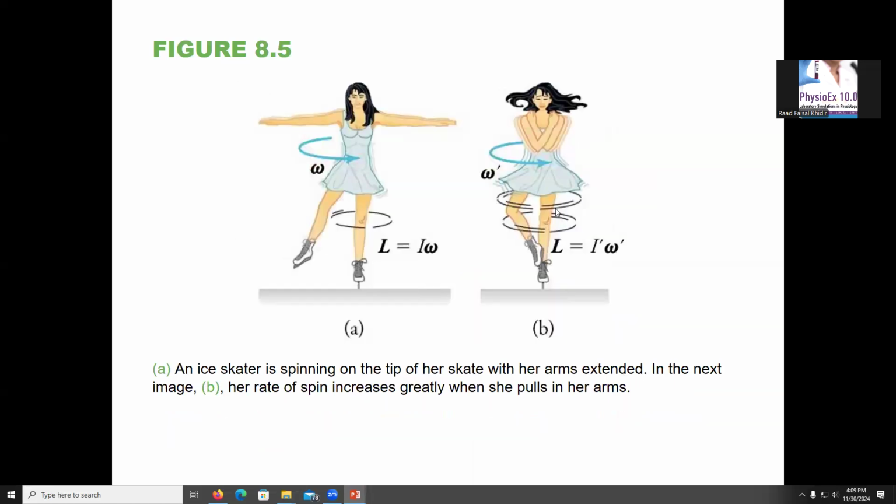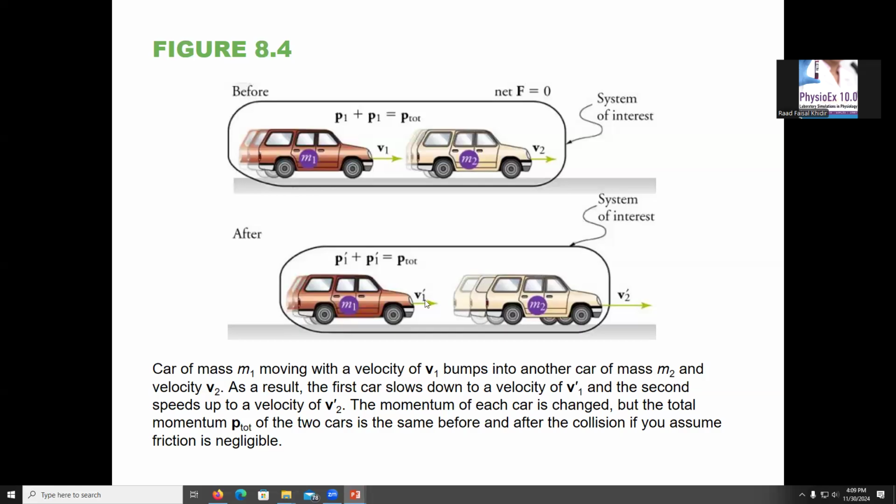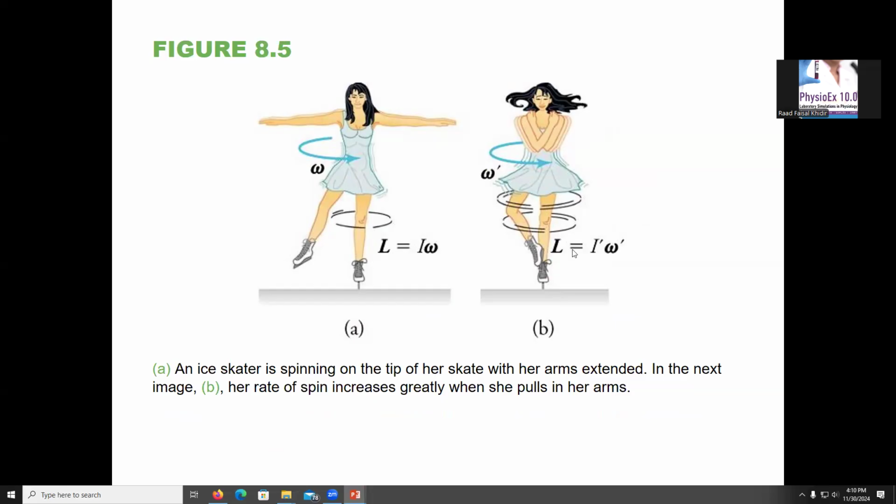Now, we talked about linear momentum in one direction. You hit a car vertically, you hit a car horizontally. But what if we're spinning or rotating? Does that mean satellites that are spinning or rotating around Earth are not supposed to collide with each other? They're not supposed to hit one another?